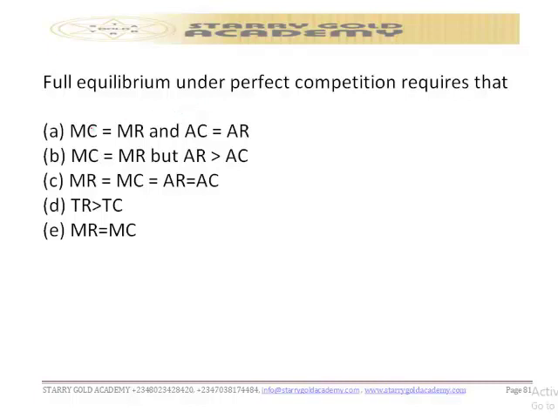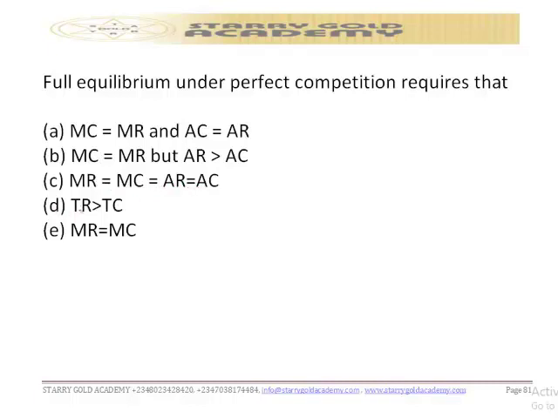So option A is MC equal to MR and AC equal to AR. When we talk about MC, marginal cost equal to marginal revenue, and average cost equal to average revenue. Option B, marginal cost equal to marginal revenue but average revenue greater than average cost. Option C, marginal revenue equal to marginal cost equal to average revenue equal to average cost.